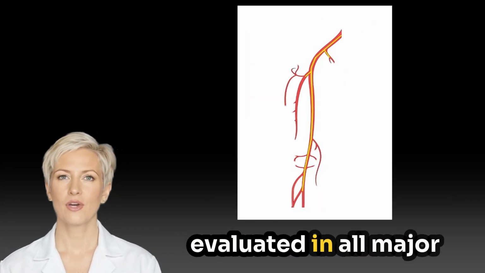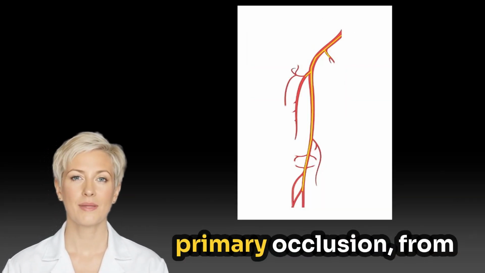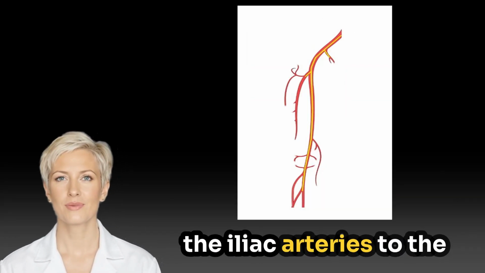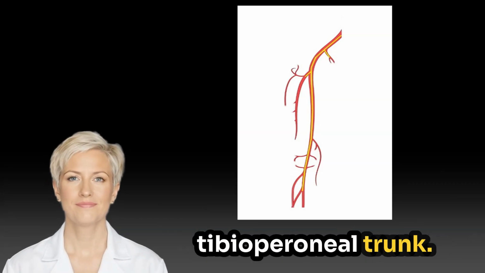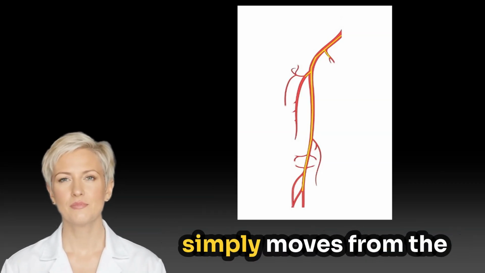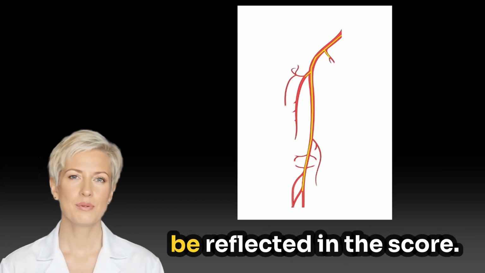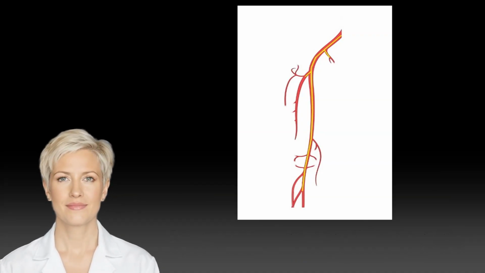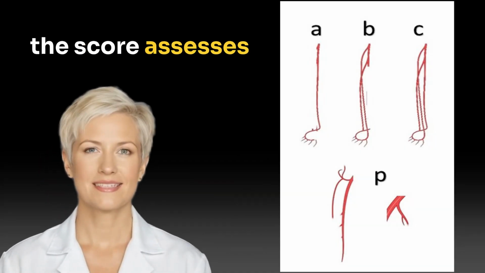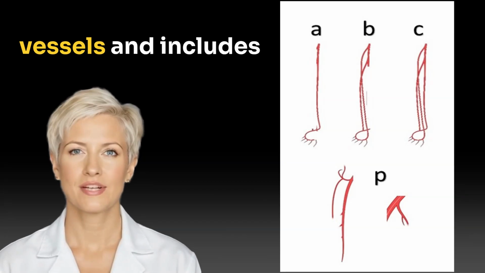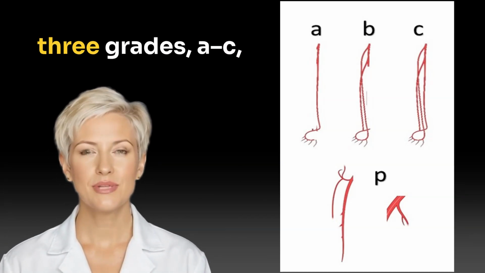Recanalization is evaluated in all major vessels following the primary occlusion, from the iliac arteries to the tibioperoneal trunk. Therefore, if the thrombus simply moves from the iliac bifurcation to the femoral artery, this will be reflected in the score.